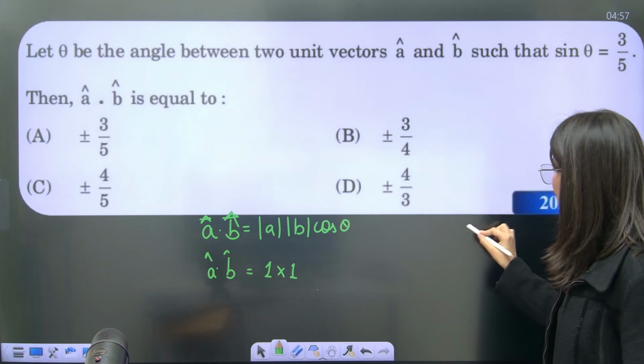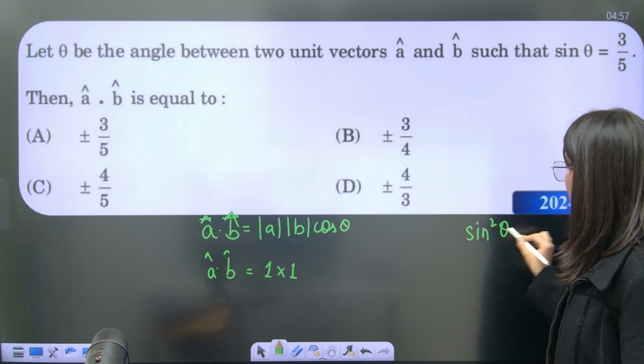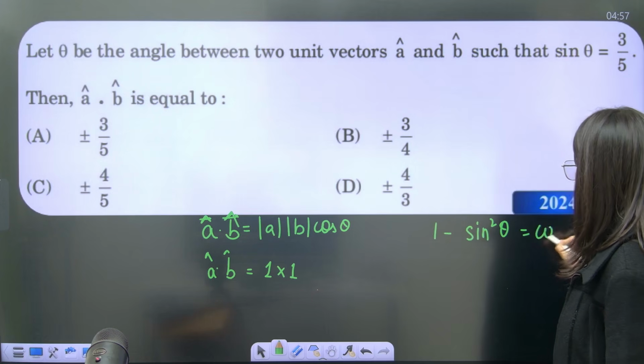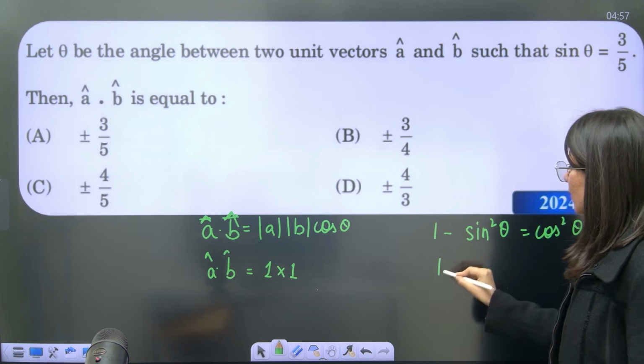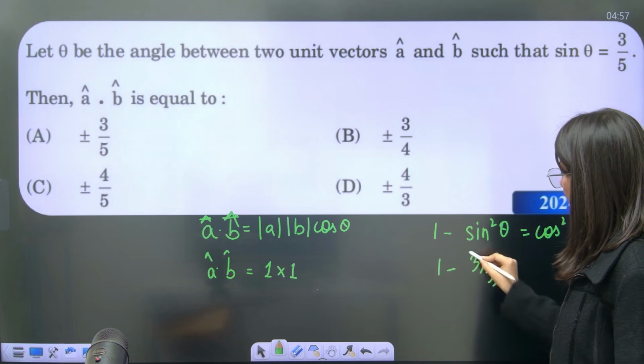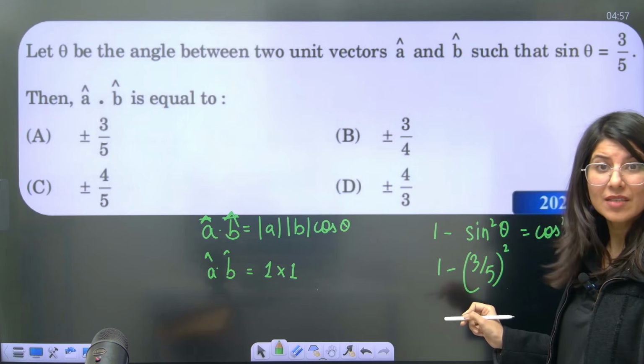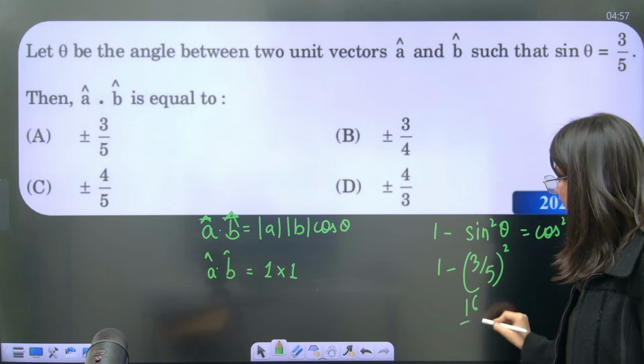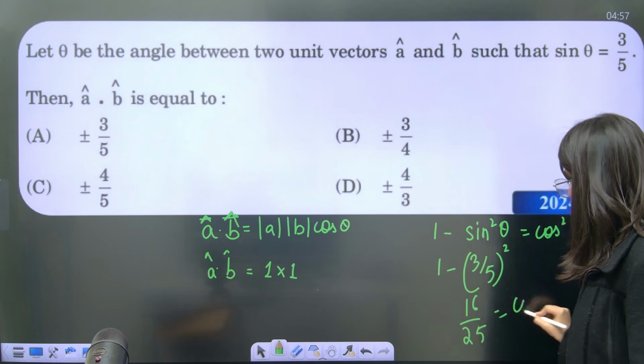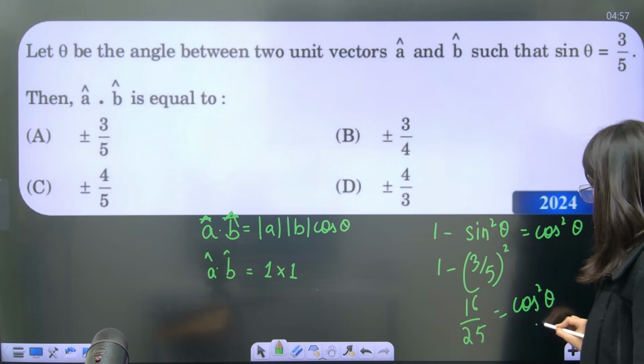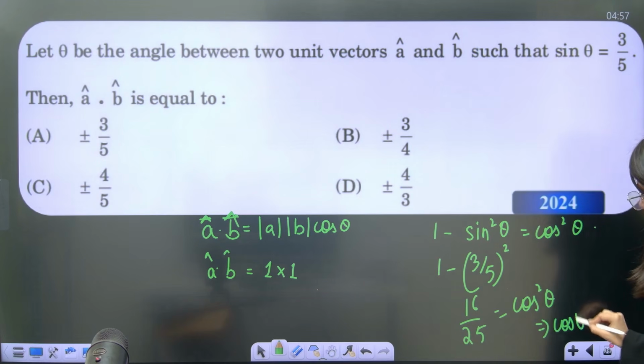If sine theta is 3 by 5, then 1 minus sine square theta is cos square theta. You want cos square theta: 1 minus (3 by 5) whole square. So this is 1 minus 9 by 25, which is 16 by 25, is cos square theta. So understand, your cos theta will be plus minus 4 by 5.